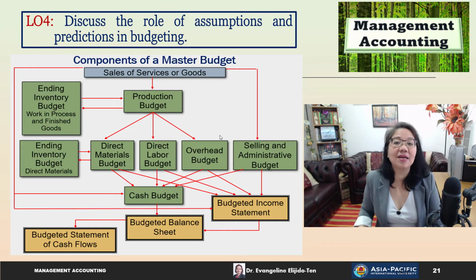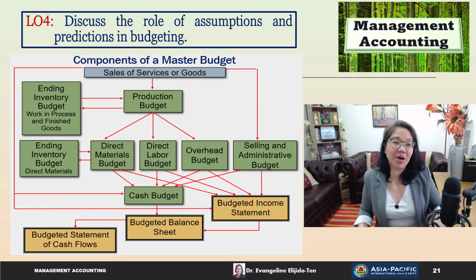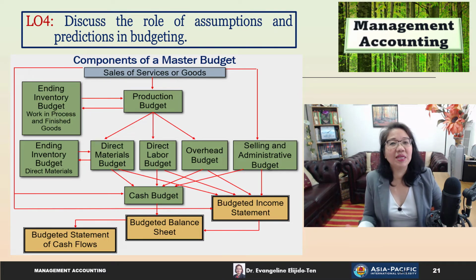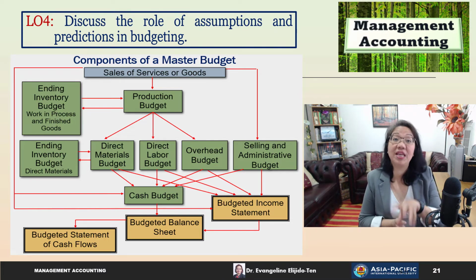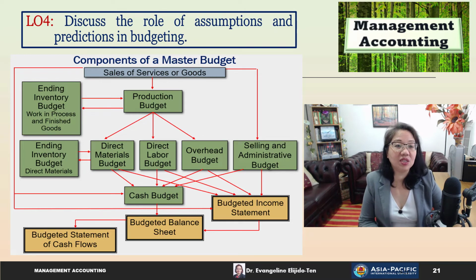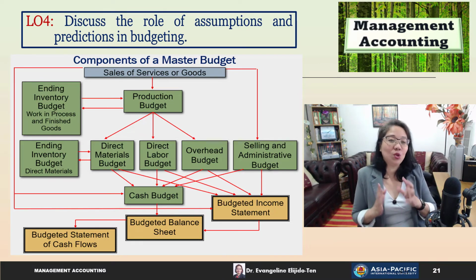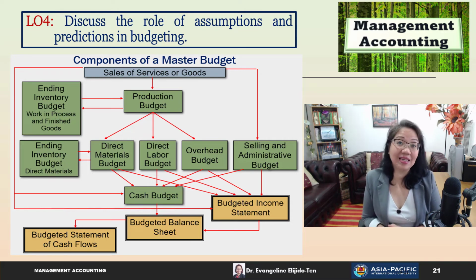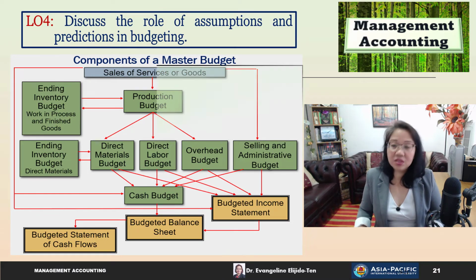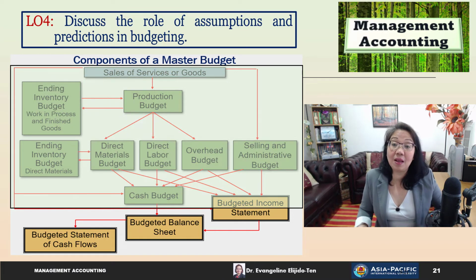Here we will discuss the role of assumptions and predictions in budgeting. Managers must make assumptions and predictions in preparing budgets because organizations operate in a world of uncertainty, just like everyone else. One way to cope with that uncertainty is to supplement the budgeting process with a financial planning model. So what is this financial planning model?